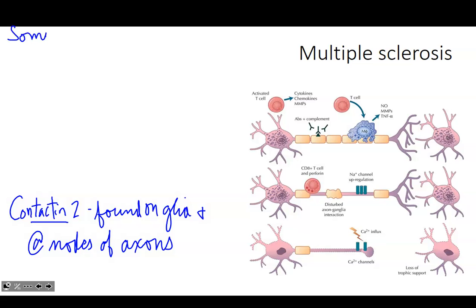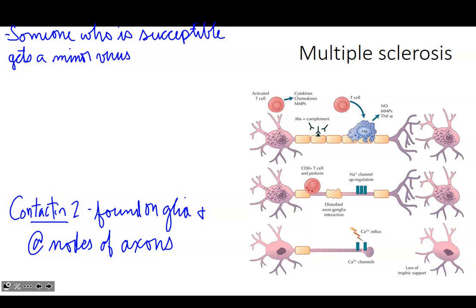So someone who is susceptible gets a minor virus. This viral illness leads to expression of a molecule that looks similar to contactin 2. So the illness from the virus.